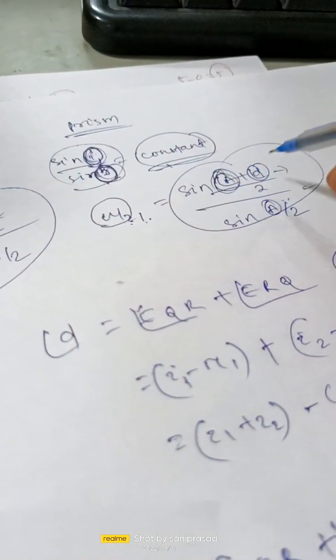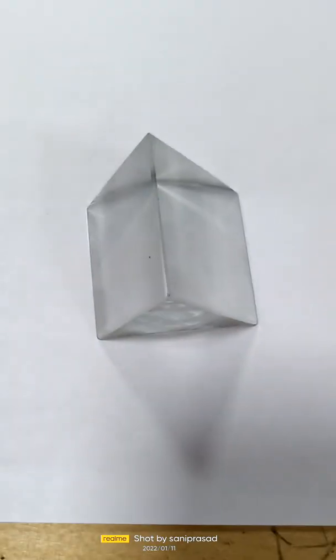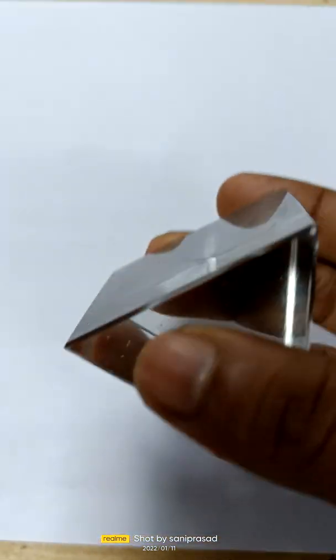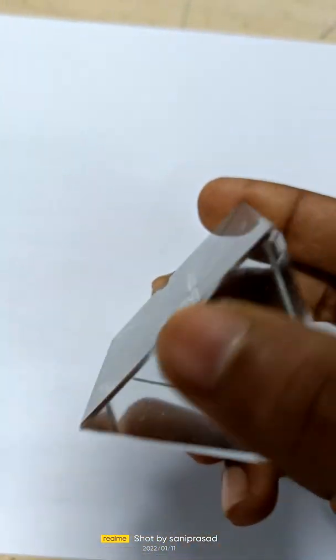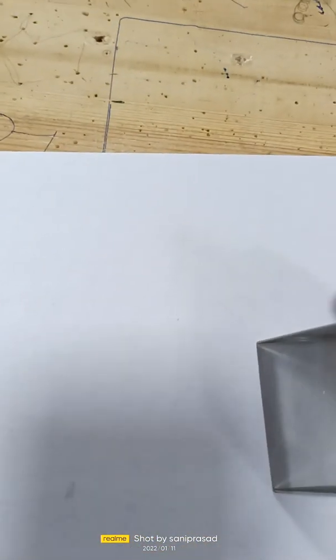You know that the angle of prism. Okay, as this is an equilateral triangle, the angle of prism A will be 60 degree. Then what to do? To find out the angle of deviation, the value of D, do the experiment and find the value of D.